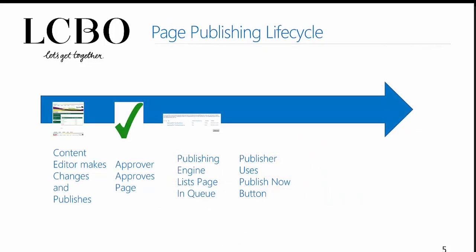The page publishing lifecycle for pages within SharePoint. First, the content editor makes changes to the pages and then publishes it. Next, the approver must approve the page. Once the approver has approved the page, the publishing engine lists the pages in the queue to be published. And then the publisher can then use the Publish Now button to actually publish the page.